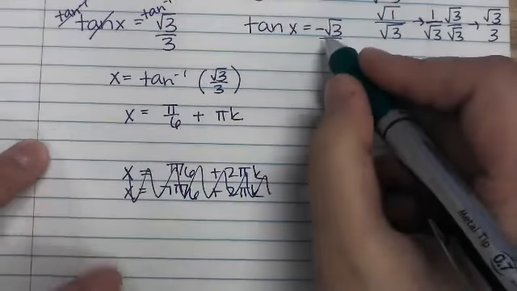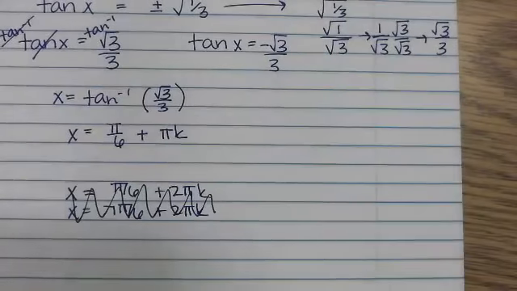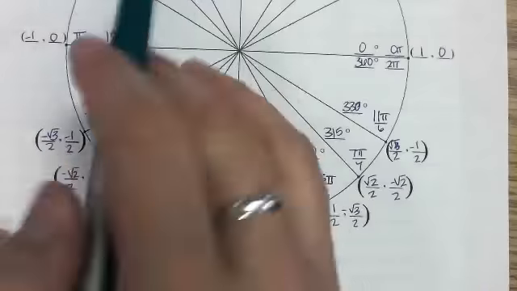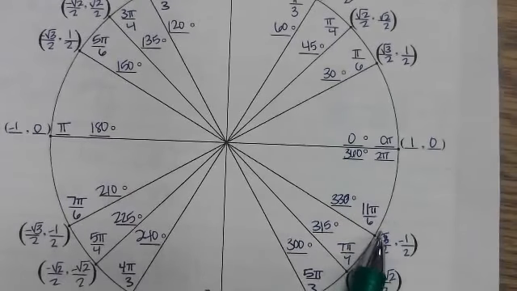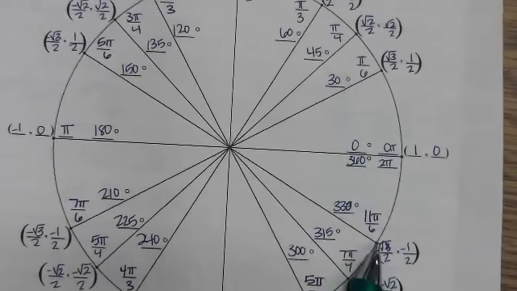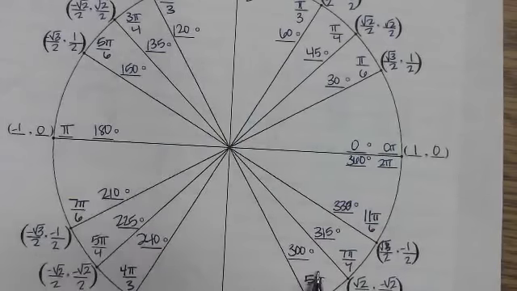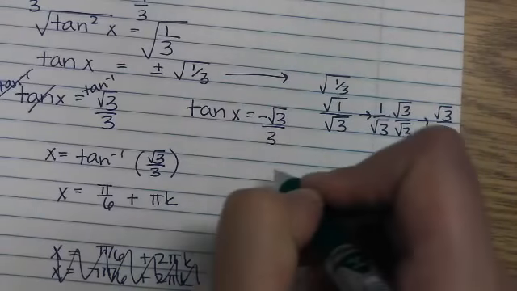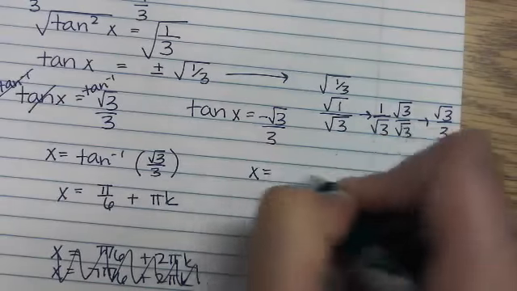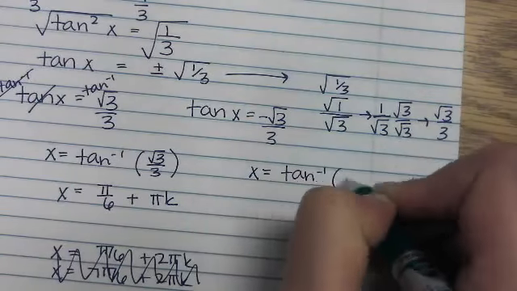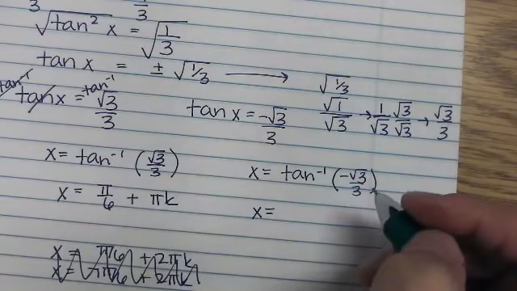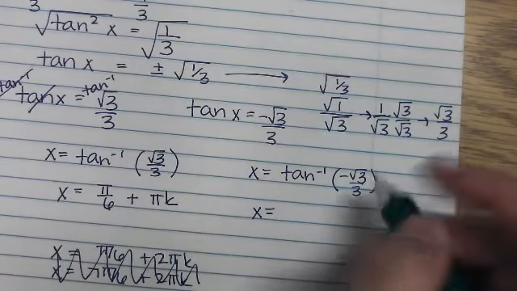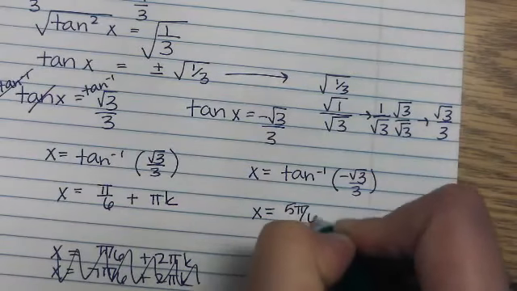Okay. And then we still have the other one, and for the sake of time I'm just going to point out where it is. So here it's going to be this one, 5 pi 6, sorry. And again, this one's going to be an answer over here as well, 11 pi 6, and again it repeats every pi k. So we're going to say for the other one, x equals tan inverse of negative root 3 over 3, and so x equals 5 pi 6 plus pi k.